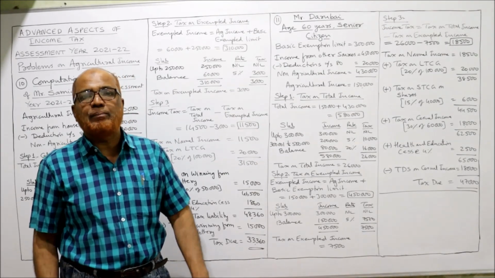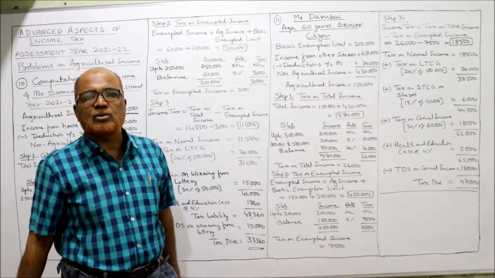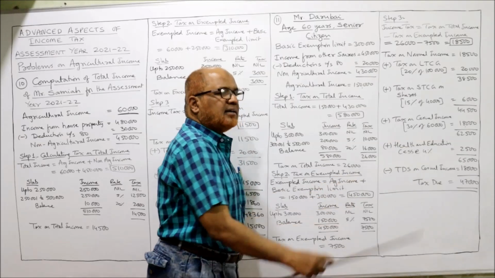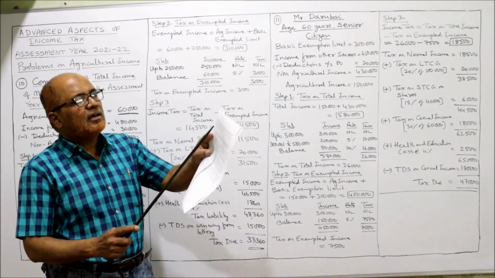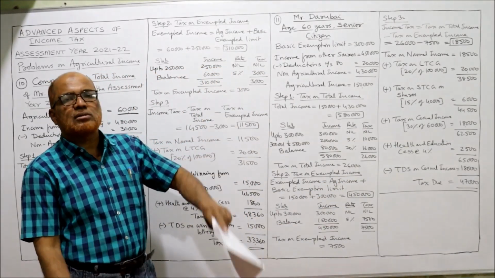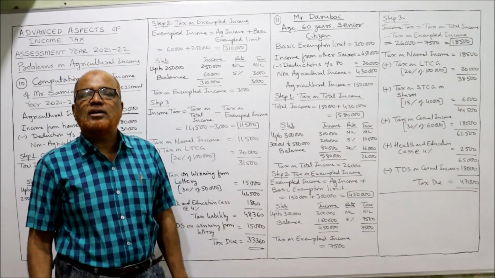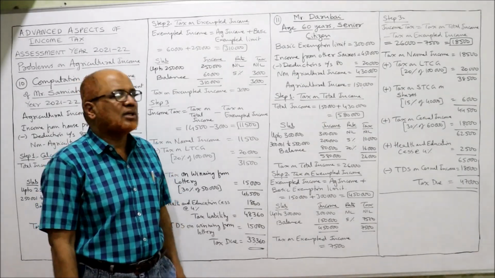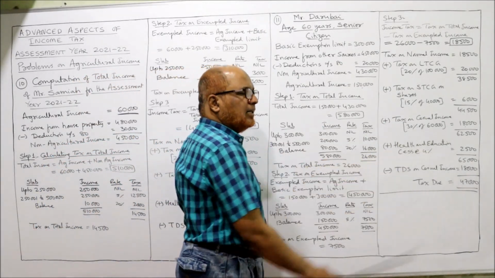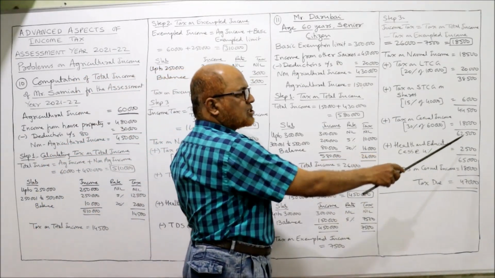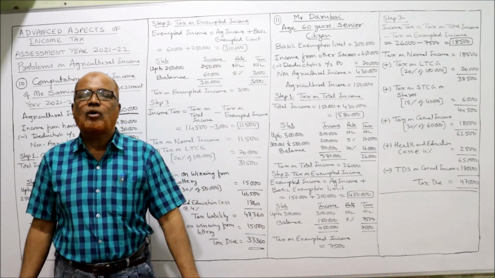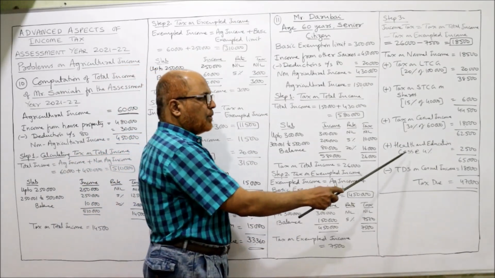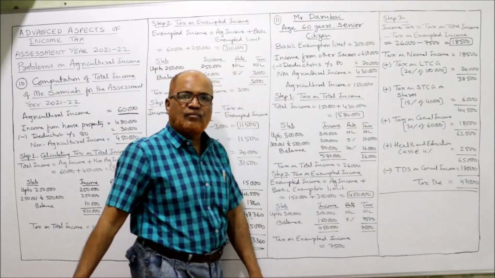Then tax on STCG, short-term capital gain on shares. The rate of tax is 15%. So here the amount is 40,000. So 15% of 40,000, 6,000. Add up. Then tax on casual income. Here casual income is given as 60,000. The rate of tax on casual income, as I told you in the previous problem also, is 30%. So 30% of 60,000, 18,000. Add up, you'll get 62,500. As usual, 4% is the health and education cess. So 4% of 62,500, 2,500.